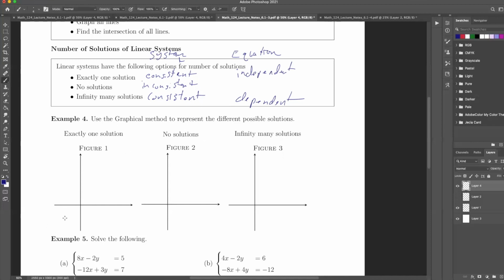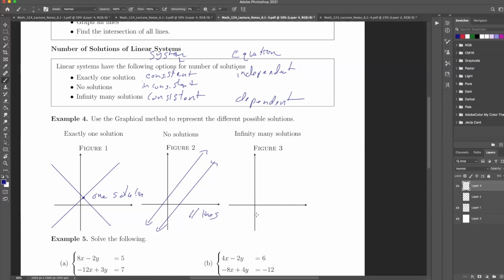So if a system has one solution, you'll have two lines, and they'll intersect at some point. And whatever that point is, that's your one solution. A system that has no solutions will have two lines that are parallel, right? Since these are parallel lines, they'll never intersect, so there is never an intersection, so there is no solution.